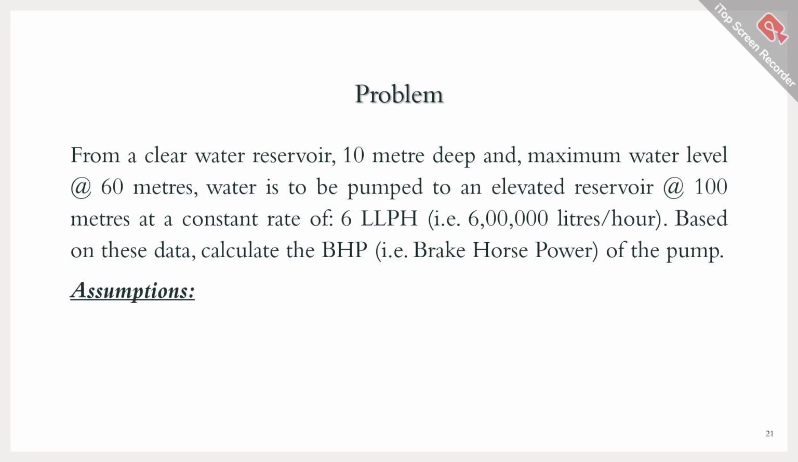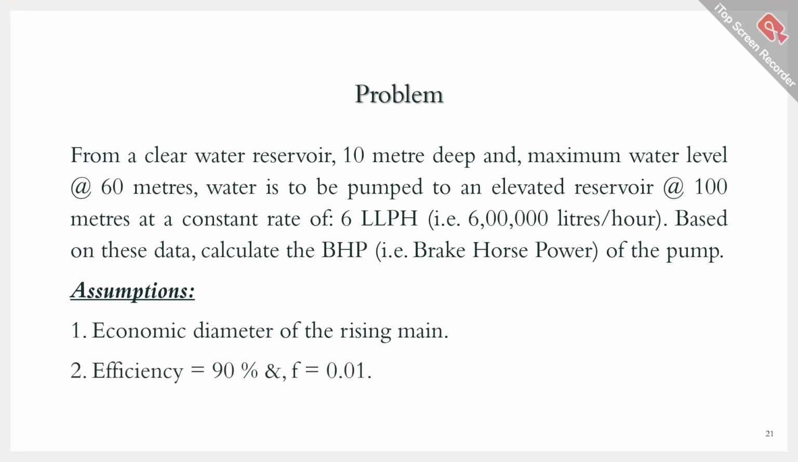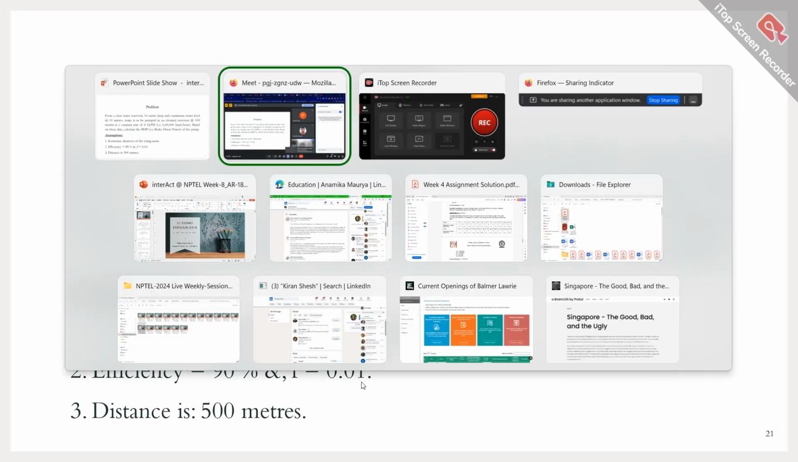So these assumptions you have to take. Number one is economic diameter of the rising main you have to consider. Number two, efficiency of the pump, basically the power transfer, is 90% and small f is given as 0.01. And number three, distance is given as 500 meters.